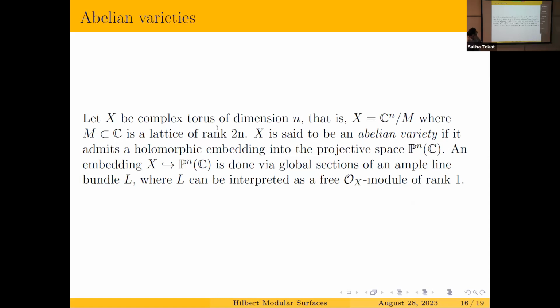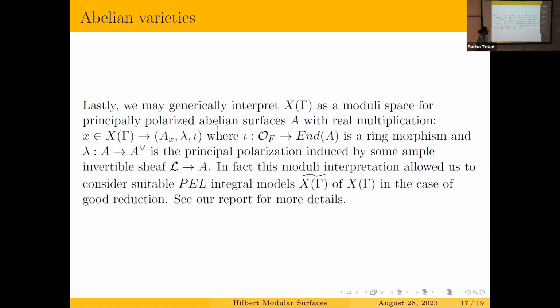To embed these, again, by the way, in the case when n equals 1, any complex torus always admits an embedding into projective space, but that's not the case in higher dimensions. So we have to make them able to embed into the projective space, and this is done via the global sections of an ample line bundle L. This sort of embedding into projective space is also sometimes called a polarization.